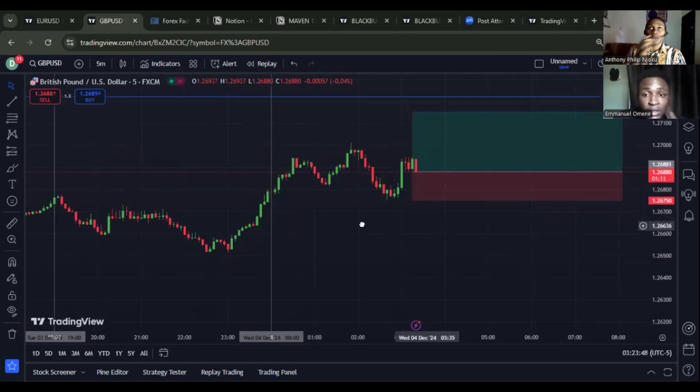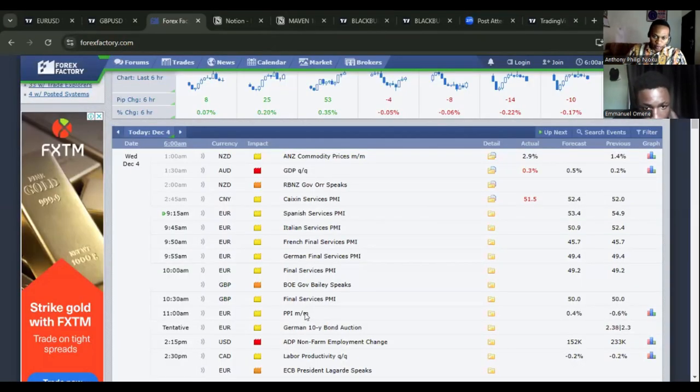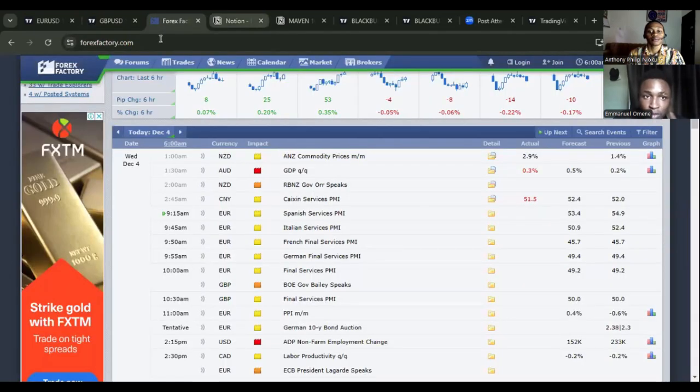What about the news by 10:30, the global service PMI? Let me look at it. Is it this one you're talking about? Yeah, service PMI. These are yellow folder news. I prefer either orange folder or red folder. Any of these two is good because they are the ones that bring volatility into the market. Yellow ones don't usually bring any volatility, so it's usually orange or red folder news that I like using.